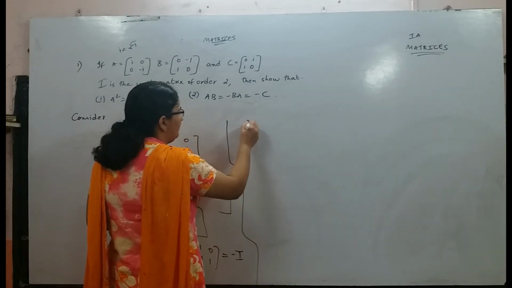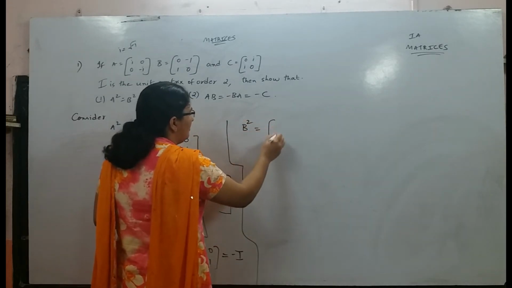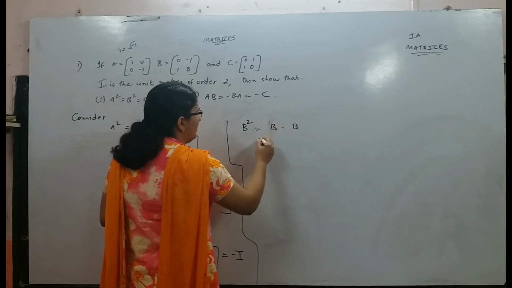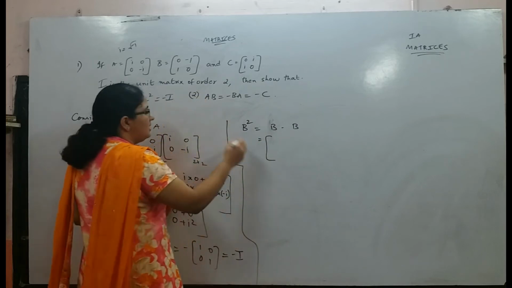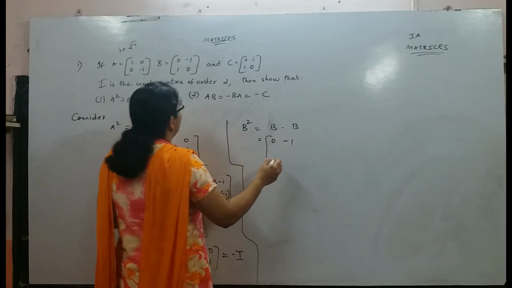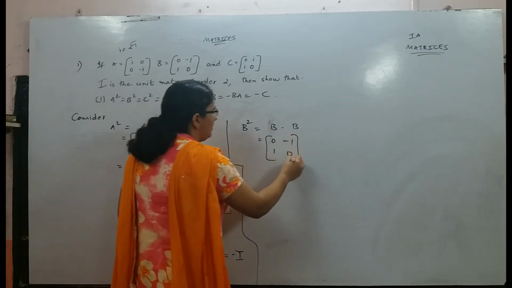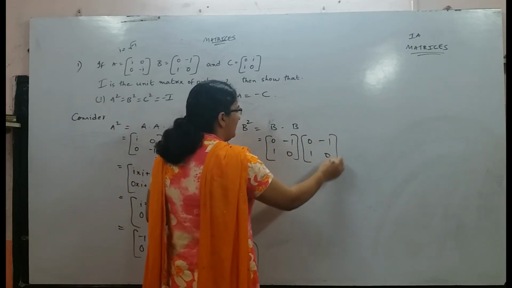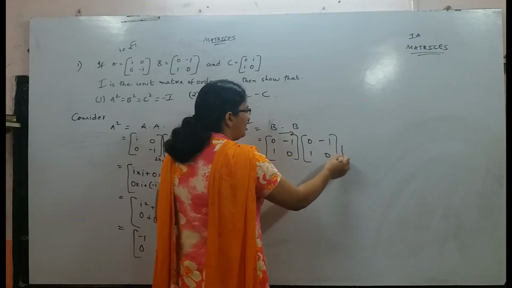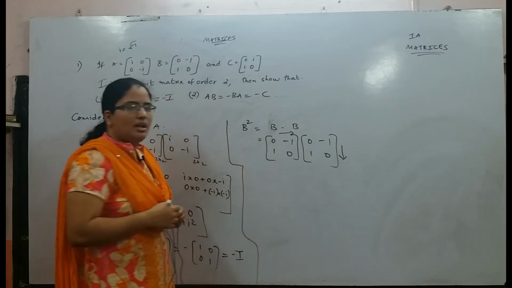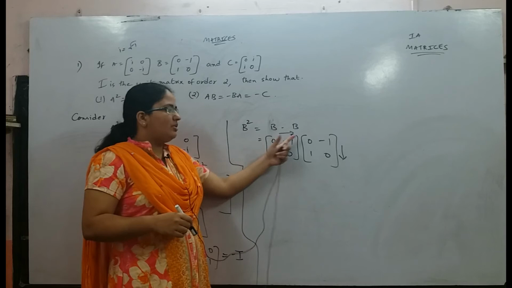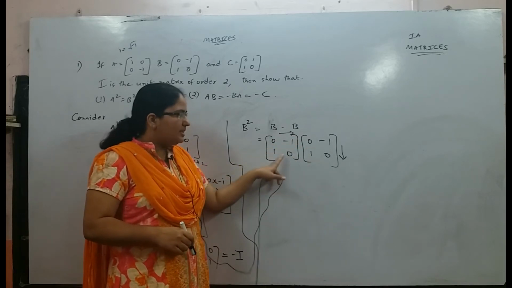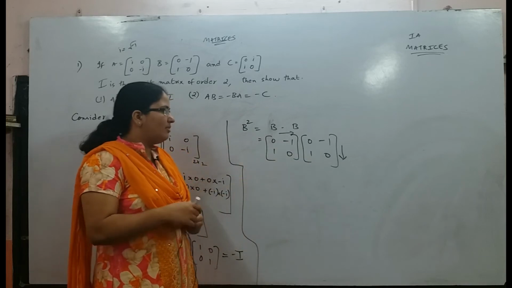B square is equal to, B square is what? B into B. What is B given to us? [0, -1; 1, 0] times [0, -1; 1, 0]. Put arrows like this so that it is easy for multiplication. How do you multiply? First row first column, first row second column, second row first column, second row second column. Like this you have to multiply.